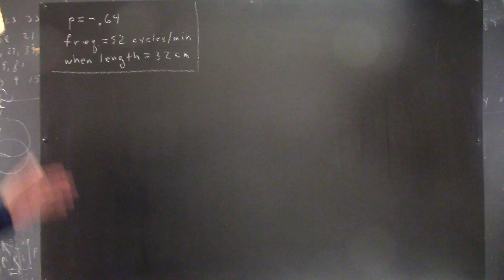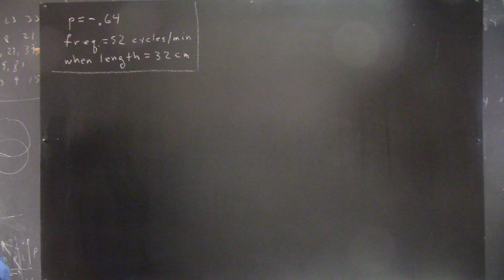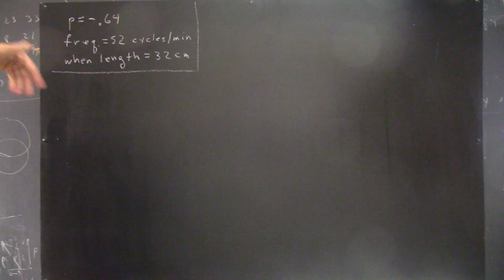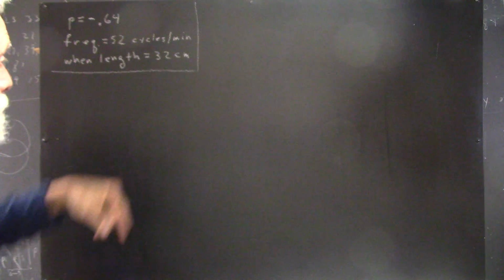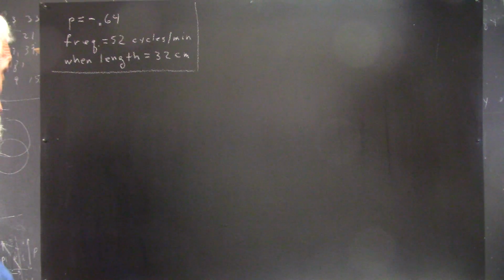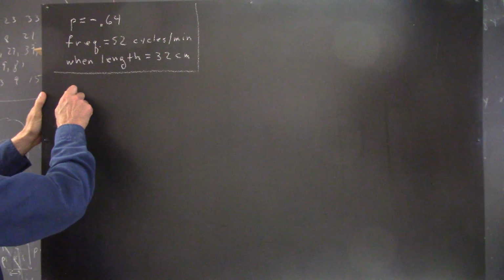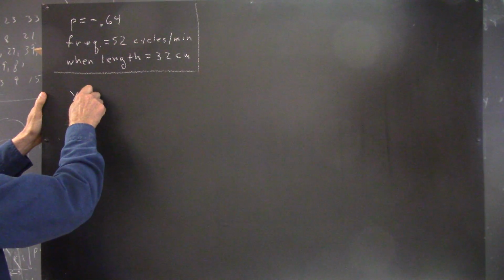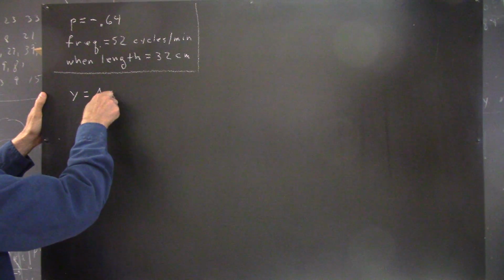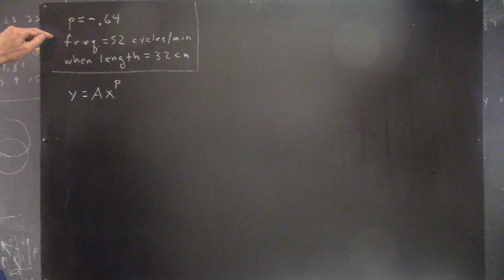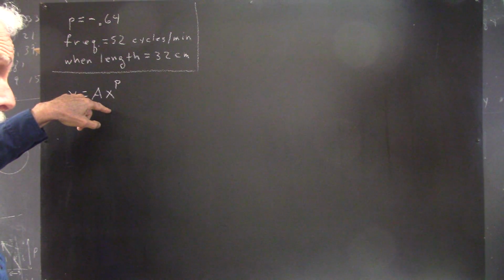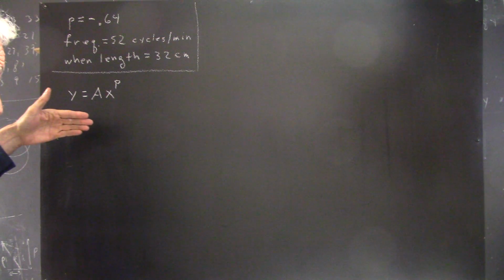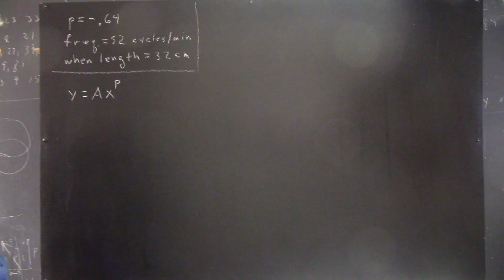Okay, you want to find a power function model for P equals negative 0.64, as we've determined for the data that we looked at. Frequency 52 cycles per minute when the length is 32 centimeters. So, our power function model is y equals ax to the p, and we're doing frequency versus length, so y is going to be the frequency and x is going to be the length, because it's always y versus x, frequency versus length in this case.